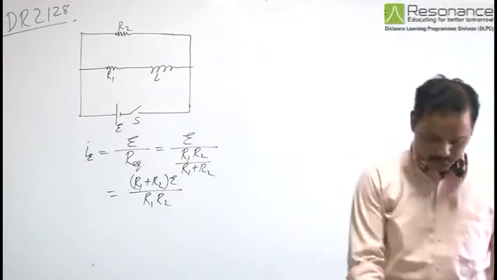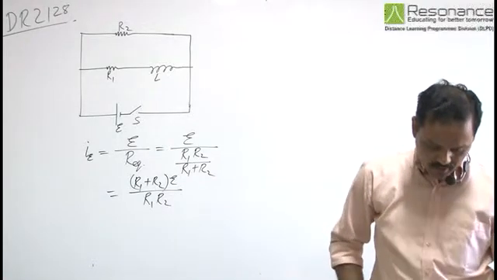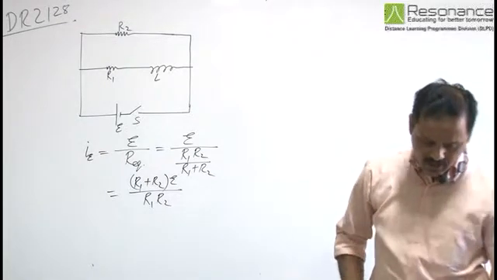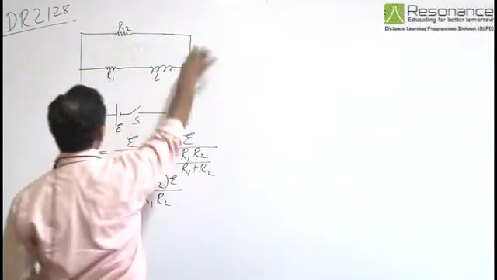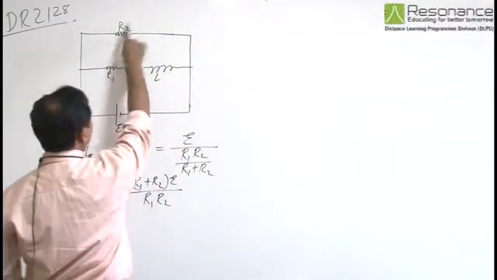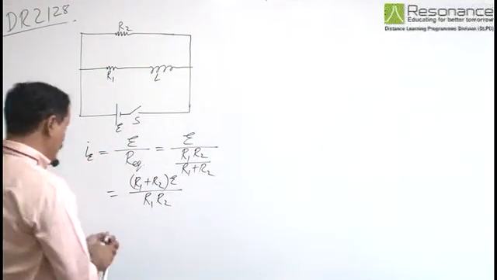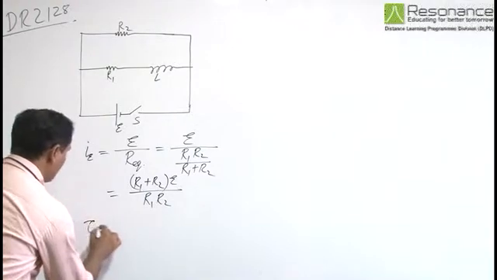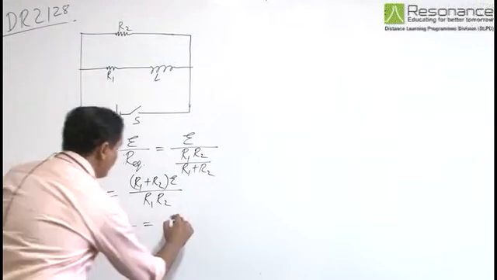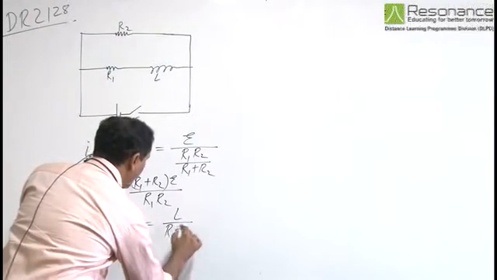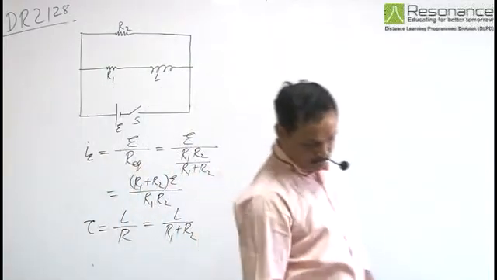Now in the second part, it is said that suppose the switch is opened at t equal to 0, what is the time constant of the decay circuit? When the switch is opened, we have resistors R1 and R2 in series with an inductor L. So the time constant tau is equal to L by R, that is L by (R1 plus R2). This is the time constant of the circuit.